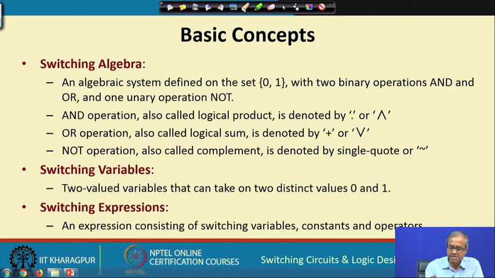So, the AND operation, how do we represent it? This AND operation is typically represented by a dot or this symbol, the pointed hat. Sometimes for convenience we can also omit the dot, like we can say A dot B, which means AND of A and B. Sometimes we simply write A B. We do not write the dot, but the dot is implied. If you write A B, it means it is AND of A and B.